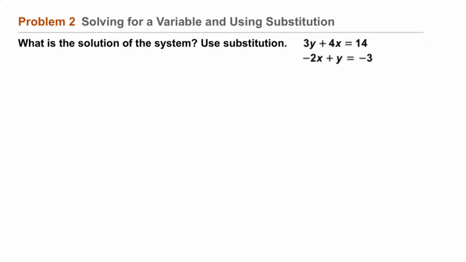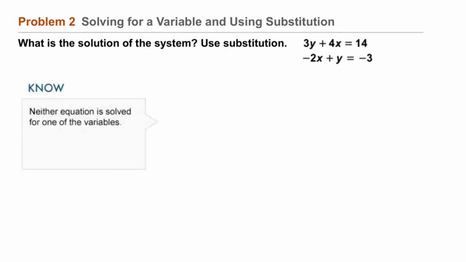We have two equations, 3y plus 4x equals 14, and negative 2x plus y equals negative 3. Neither one of these equations has an isolated variable. We need an isolated variable in order to use the substitution method. So we'll need to choose one of these two equations, isolate one of the variables, and then use the substitution method. So consider what we know.